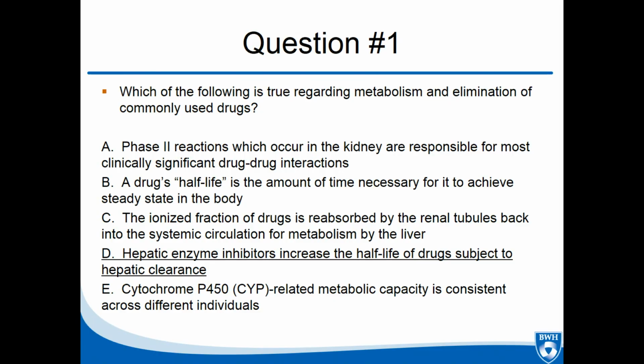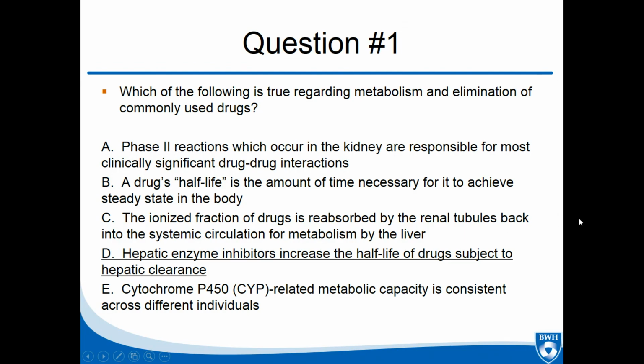And the answer here is D, hepatic enzyme inhibitors increase the half-life of drugs subject to hepatic clearance. So we can run through quickly. A is incorrect. It's mostly phase 1 reactions occurring in the liver that are likely responsible for most clinically significant drug interactions, so things like our CYP inhibitor, inducer, substrate relationship. B is incorrect because it actually requires 4 to 5 half-lives to reach a steady state in the body for most medications.